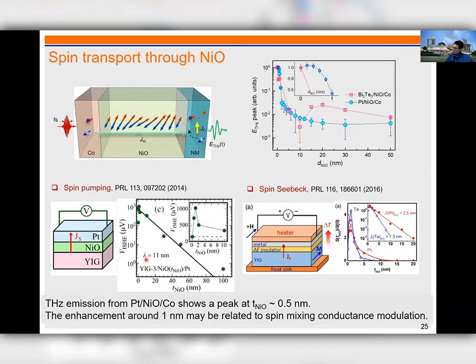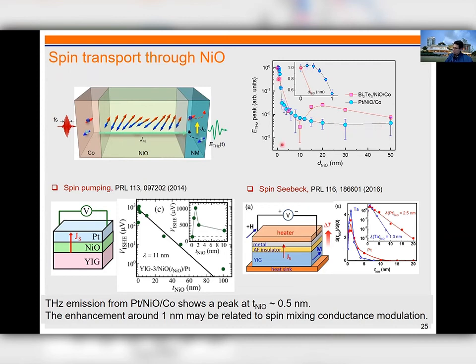So we try to look at the details in a thinner regime in terms of thickness trend. We use also platinum as a spin current generation layer, and study nickel oxide as a function of those thickness, and then put cobalt on top, and then measure terahertz emission. And then we see a small enhancement around 0.5 nanometer of nickel oxide. Then after that, we have monotonic decay.